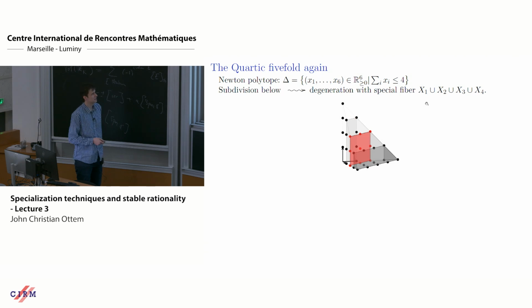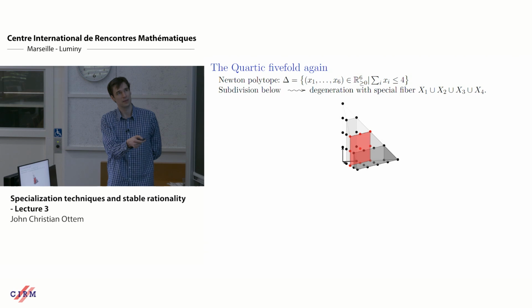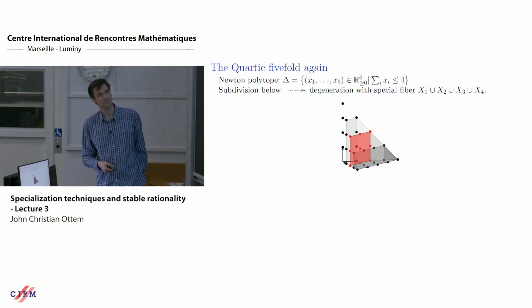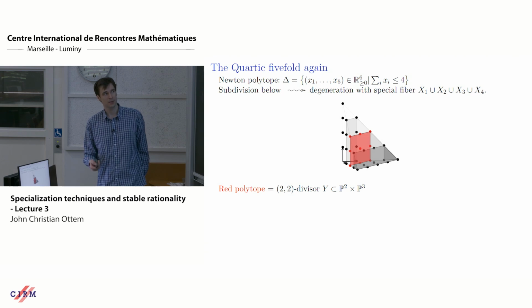So here, it's another picture, but you can subdivide the simplex like this, so that there's one polytope that corresponds to a product polytope. So this is like a 2 times 2 polytope. And then you can just subdivide the rest by adding hyperplanes, so that it looks like this. So this is a regular subdivision. And this we know is the polytope of something irrational.